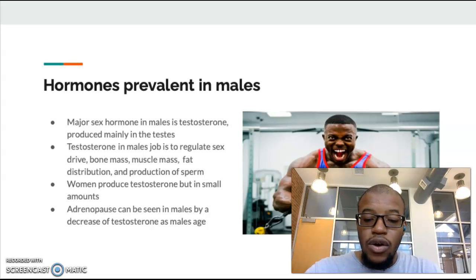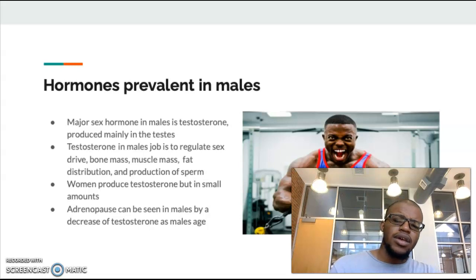Now, onto the hormones that are prevalent in the males. Males' main sex hormone is testosterone, and it's produced mainly in the testes. And testosterone in the male, its function is to regulate sex drive, bone mass, muscle mass, fat distribution, and production of red blood cells and sperm. While women do produce testosterone, they will produce it in small amounts.